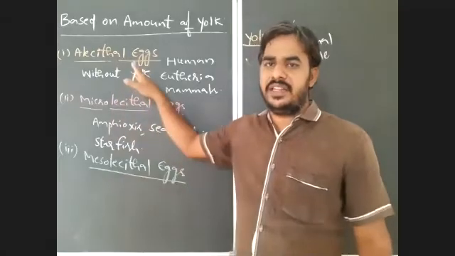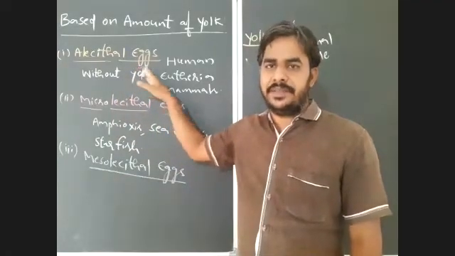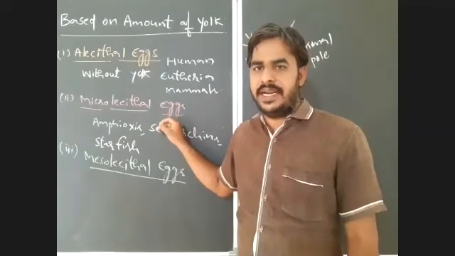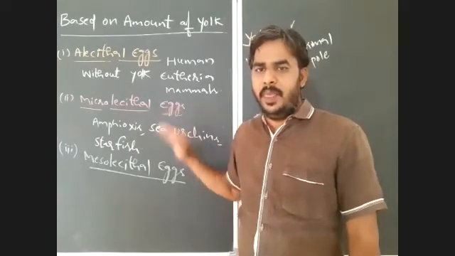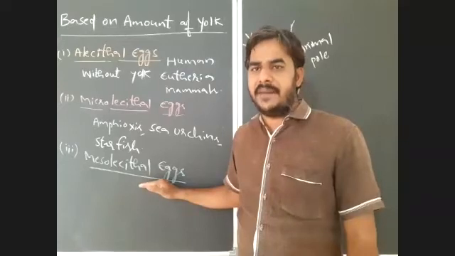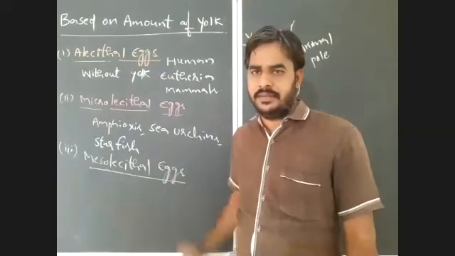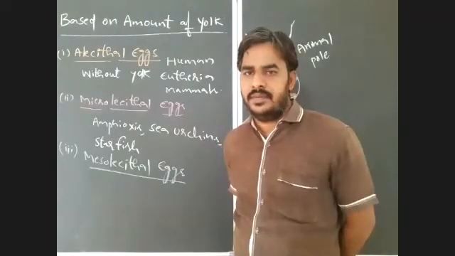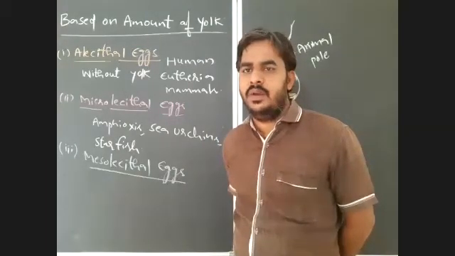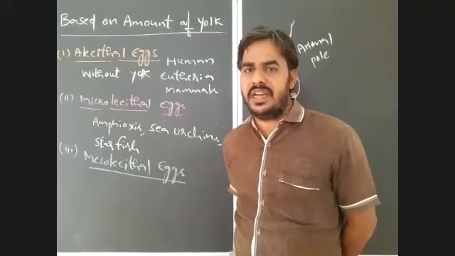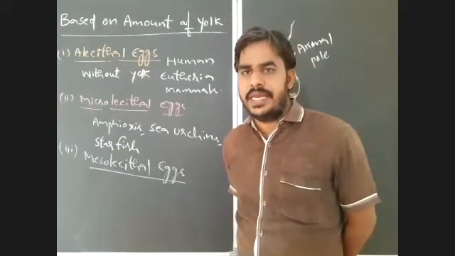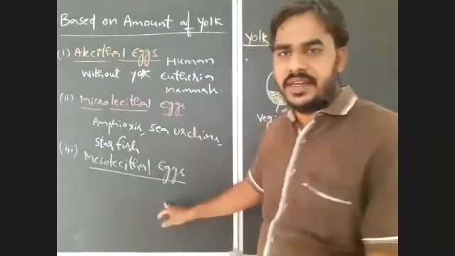So the egg without yolk is the alecithal egg. The egg with a very little amount of yolk is the microlecithal egg. The egg with a moderate or medium amount of yolk is known as the mesolecithal egg. Is it clear?